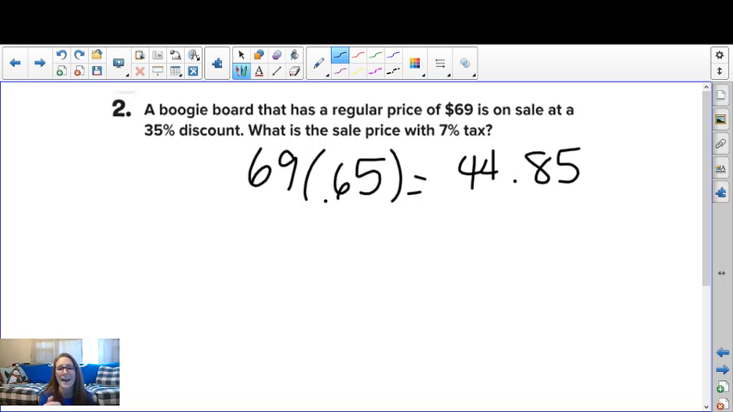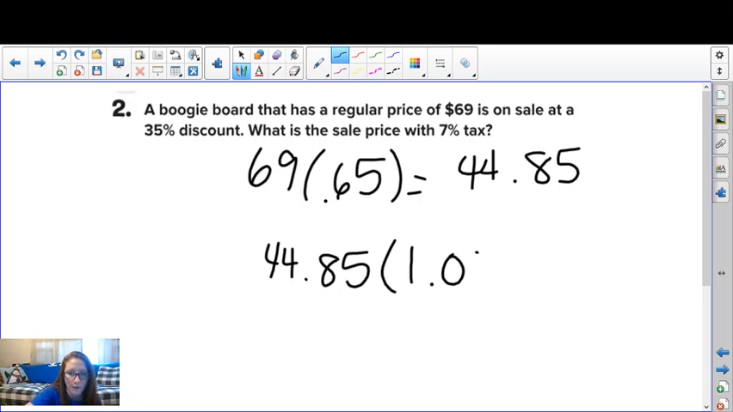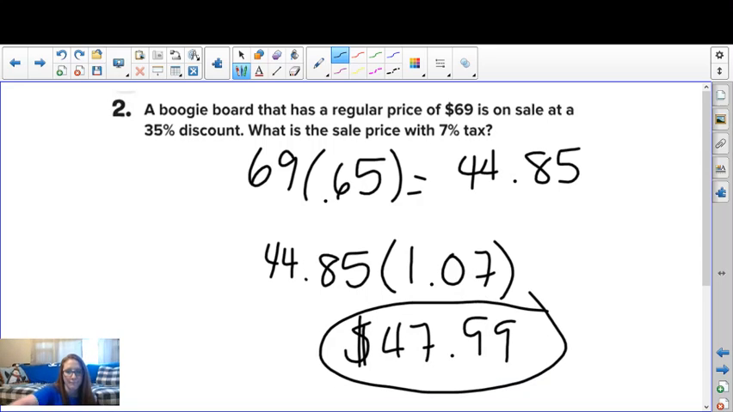Now on that, I need to put the sales tax on, which means it's going to make the price go up. So I'm going to take that $44.85 times 1.07, which gives me my final price of $47.99. So we both did addition and subtraction today. I know, so hard.